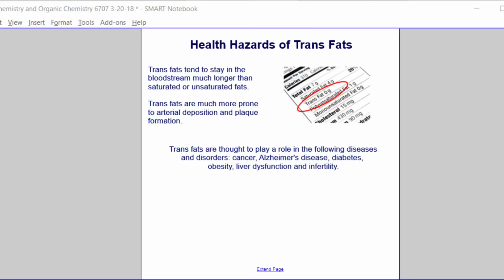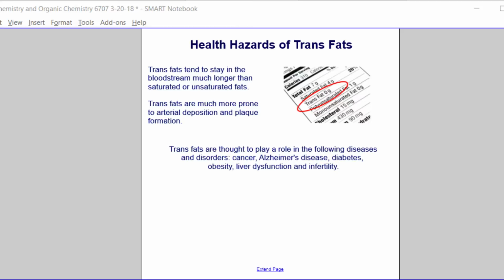Trans fats tend to stay in the bloodstream much longer than saturated or unsaturated fats. Because of this, trans fats are much more prone to arterial deposition and plaque formation. Trans fats are thought to play a role in the following diseases and disorders: cancer, Alzheimer's disease, diabetes, obesity, liver dysfunction, and infertility.